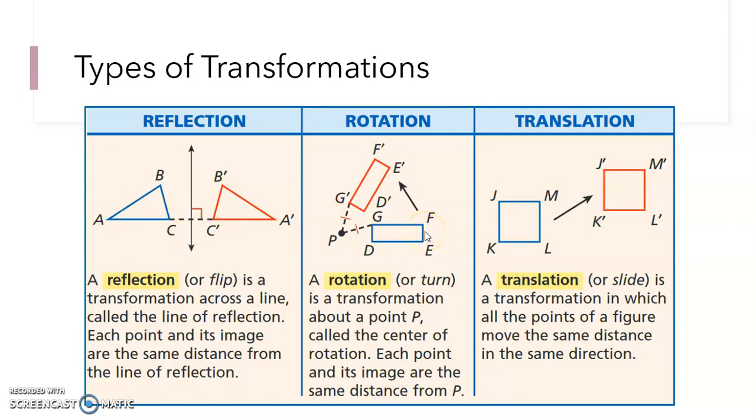Finally, let's look at a translation. A translation is a slide. All of the points move the same distance in the same direction. So L might have taken 8 steps over and 3 steps up. So K is going to take 8 steps over and 3 steps up. So each point is doing the same motion. Okay, let's take a look at some examples of this.